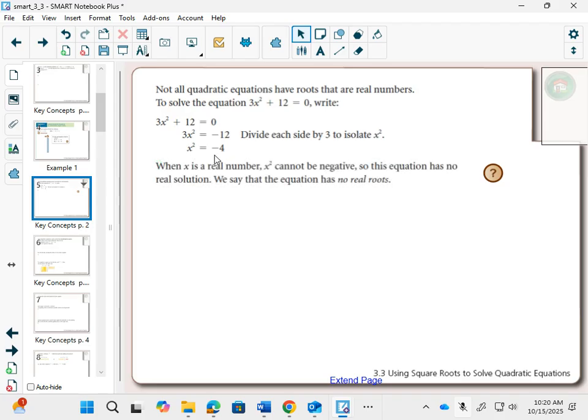And then the next step would be, how do you get rid of squared? Square root both sides. But what's the problem with this minus 4? Can't square root it. This one has no solution whatsoever. The answer to this is that there is no answer. Okay?